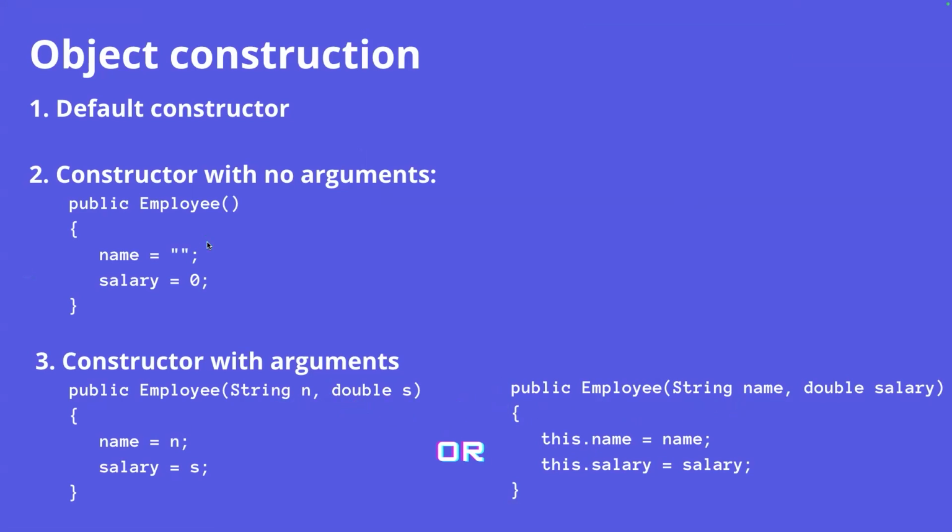Do you hear me? Yes, I can. Actually, there's no difference between them, but the keyword this tells us that we are not working with the local variables, String name and double salary, but working with the object from this class.